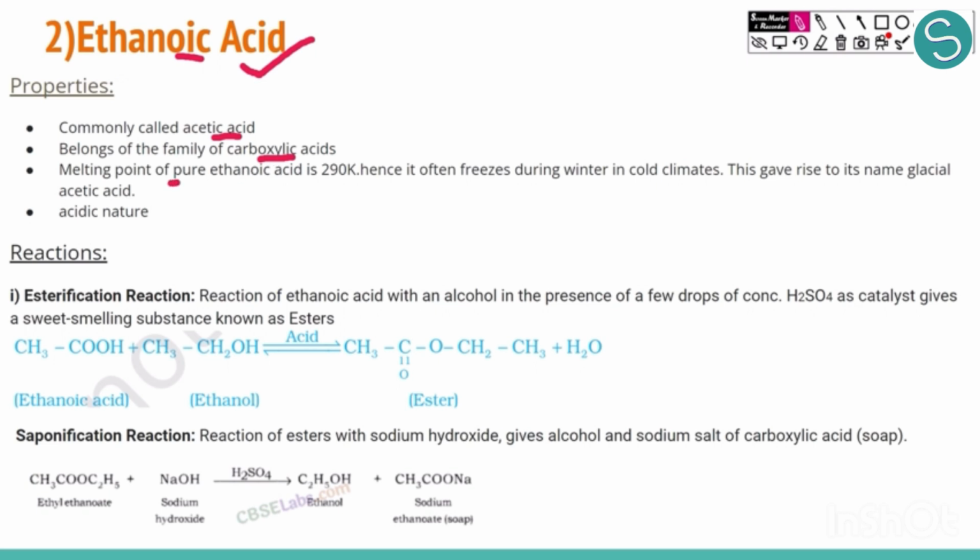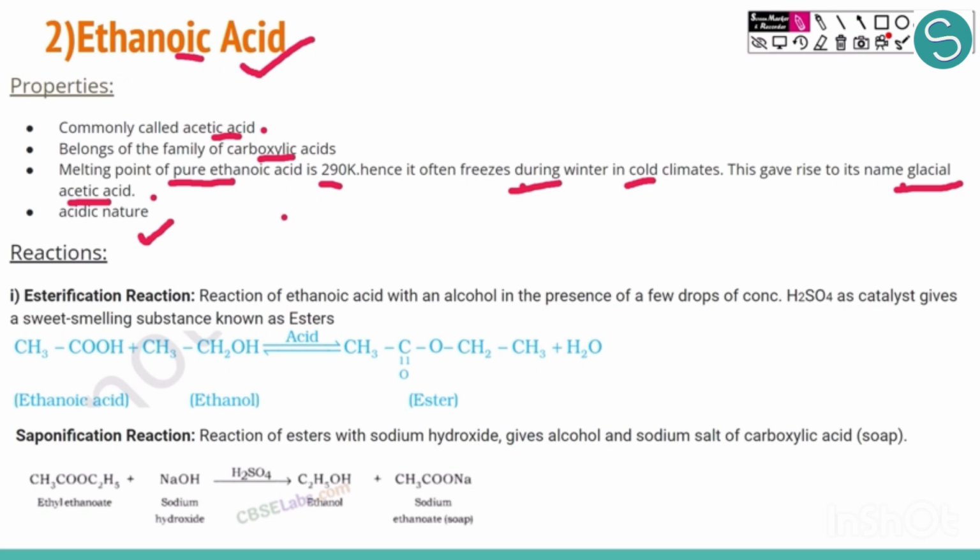The melting point of pure ethanoic acid is 290 Kelvin, which is very low, due to which it often freezes in the winter season. In cold climates, due to this very low melting point, it freezes, and hence it is also called glacial acetic acid. So now we have three names for it: ethanoic acid, acetic acid, and glacial acetic acid. It is acidic in nature, as all other carboxylic acids are.